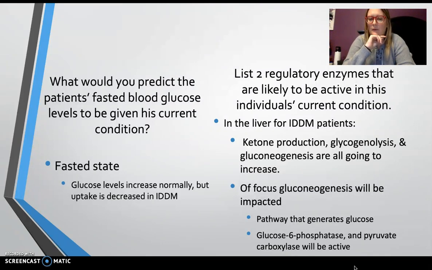A little bit more about gluconeogenesis is that it's a metabolic pathway that generates glucose. And in this case, it will generate too much glucose when comparing it to the insulin levels, which will lead to the hyperglycemia. Based upon this, 2 regulatory enzymes that are going to be active during this patient's conditions are the 2 regulatory enzymes for gluconeogenesis, which we know are glucose 6-phosphatase and pyruvate carboxylase.